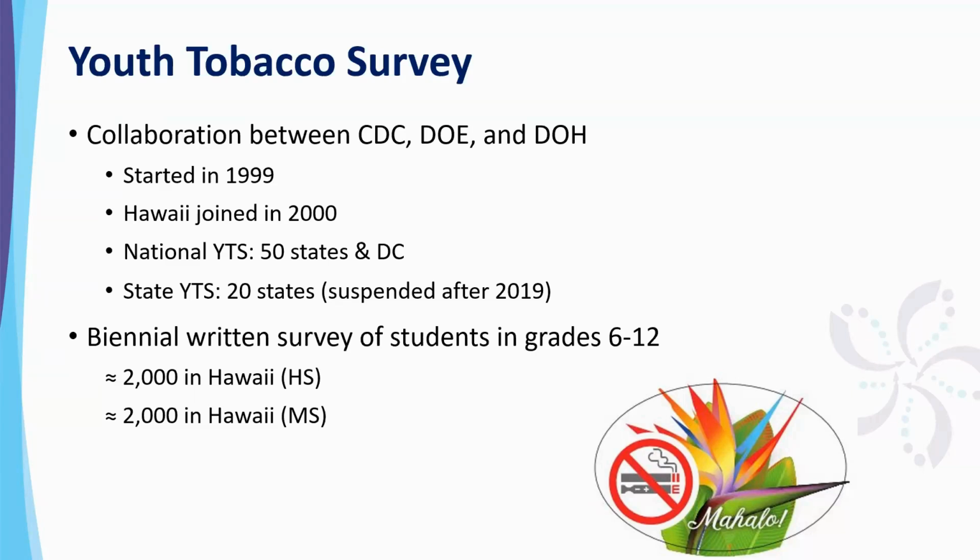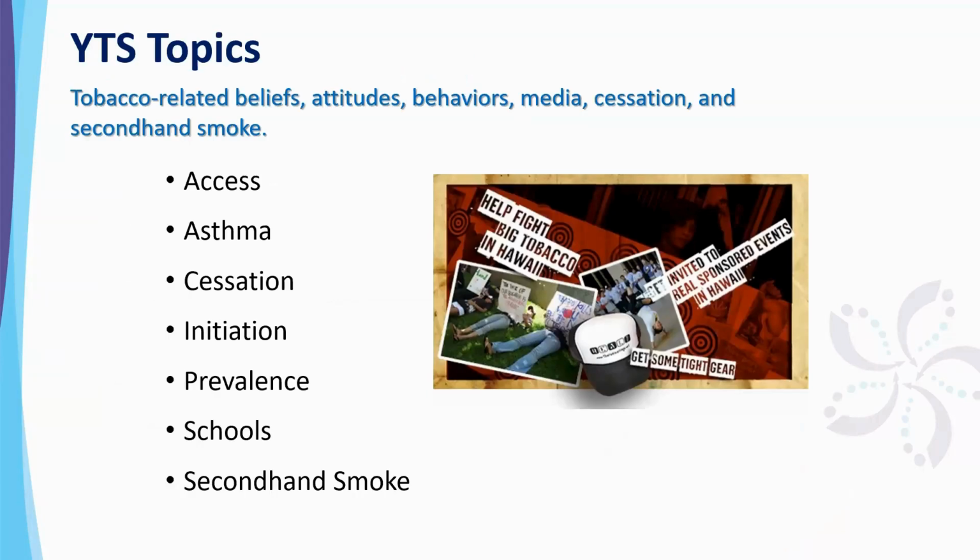But in the past, we talked to about 4,000 youth each time the survey was administered. So YTS is tobacco related, all things tobacco related, including beliefs and attitudes, media, cessation. So it was a very rich data set for tobacco use among our youth.